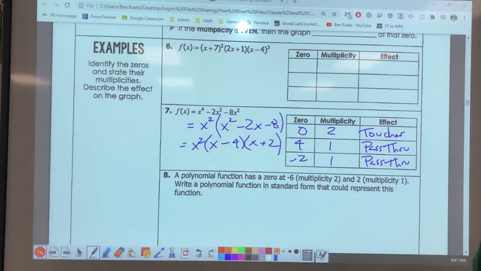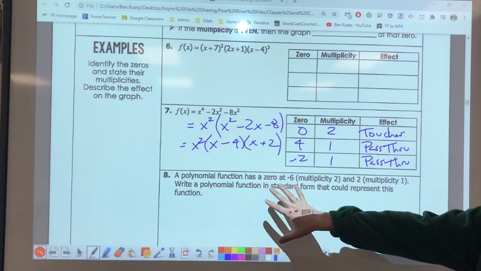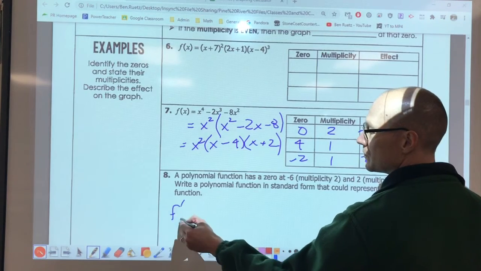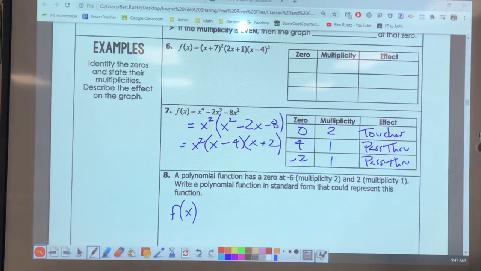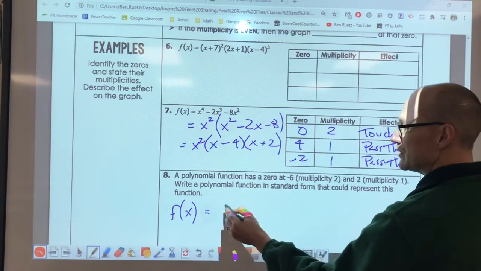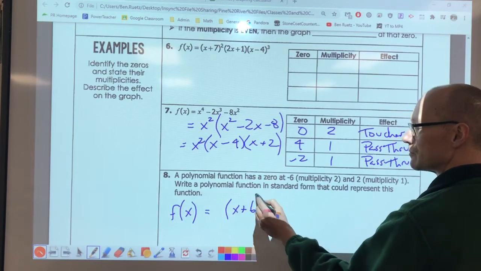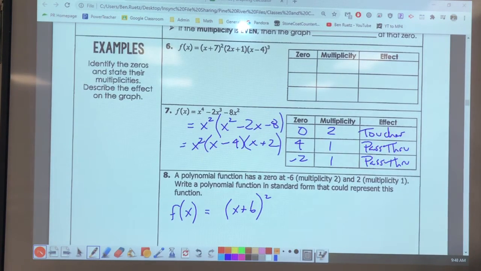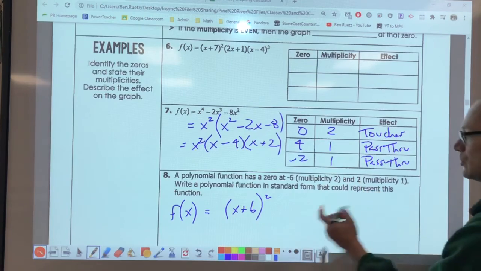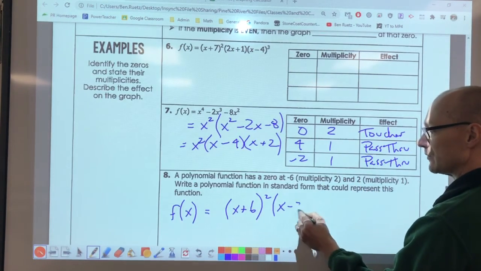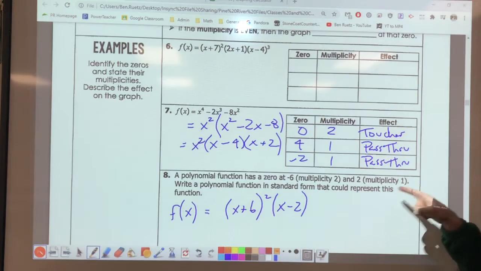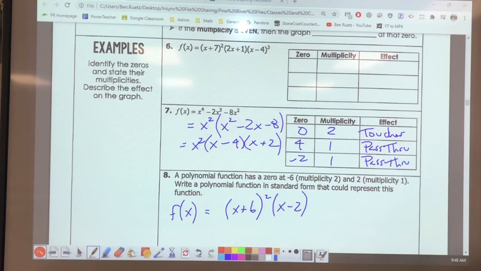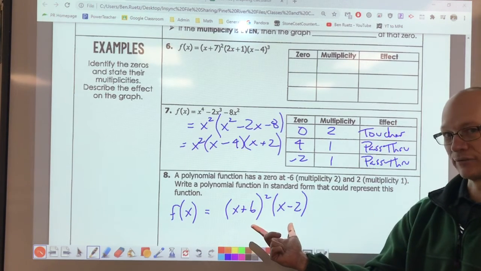What about number 8? What if it says there's a function that has this kind of thing? Can you create it? Sure can. It says a polynomial function has a zero at negative 6. Well, that means it must be a factor of x plus 6. But it has a multiplicity of 2. That means there must be 2 of them. It's got another zero of 2. Well, that means it must have a factor of x minus 2. And it has a multiplicity of 1. So there's just 1. That is my polynomial in not quite standard form.